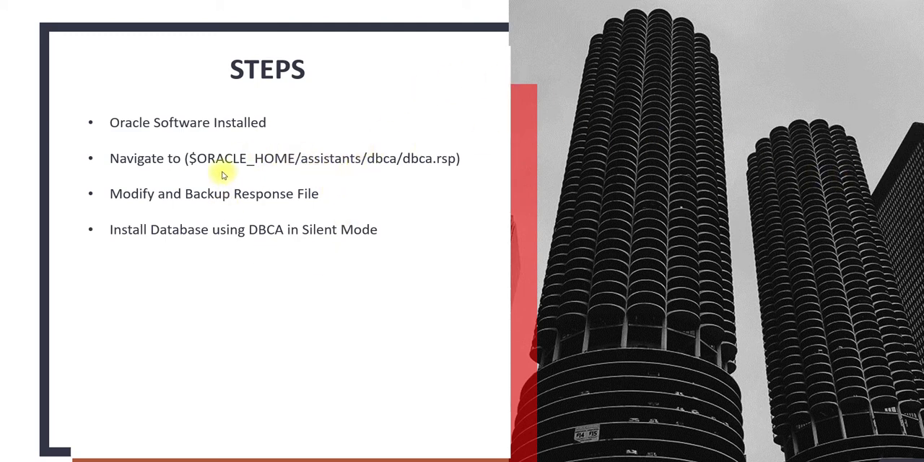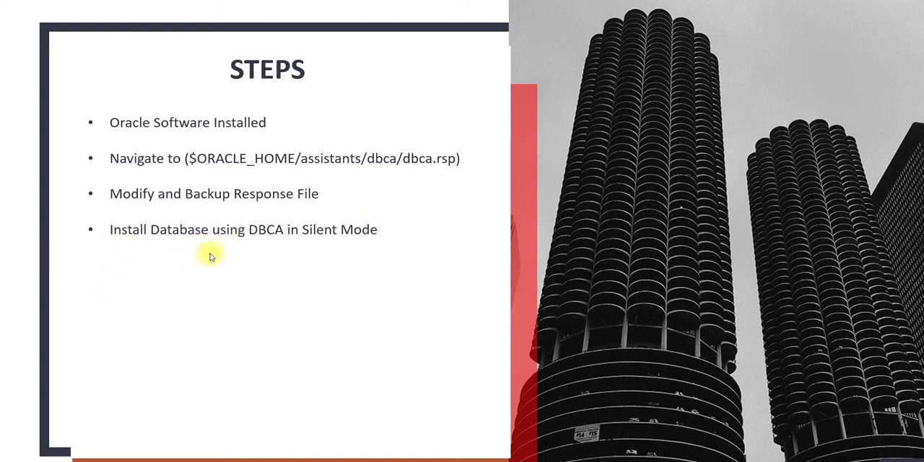Now the second part will be to navigate to the Oracle Home assistants DBCA and the dbca.rsp file. This will be a template file which Oracle provides. When you extract the database software, make sure to back up this file. That's what I mentioned here, modify and backup response file. Make sure to back it up, otherwise if you mess up the original file, there is no way to get back all the parameters.